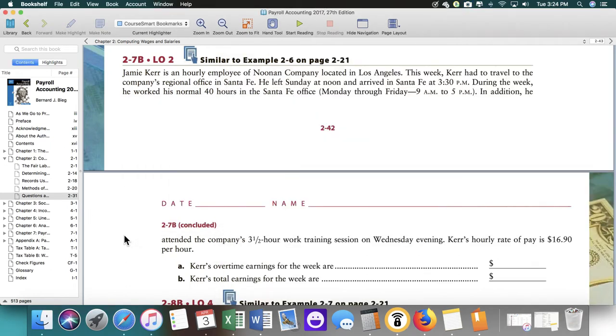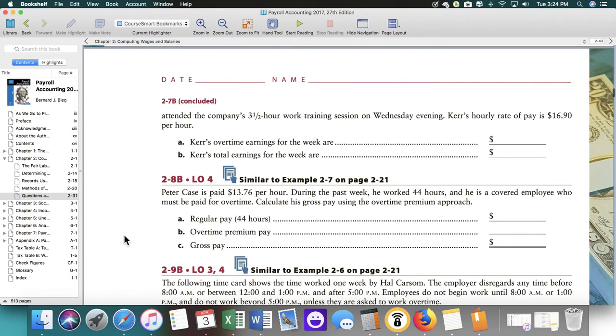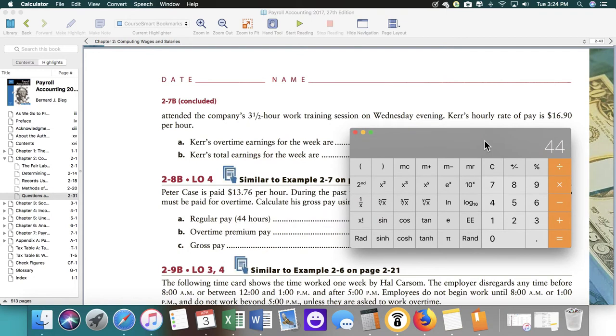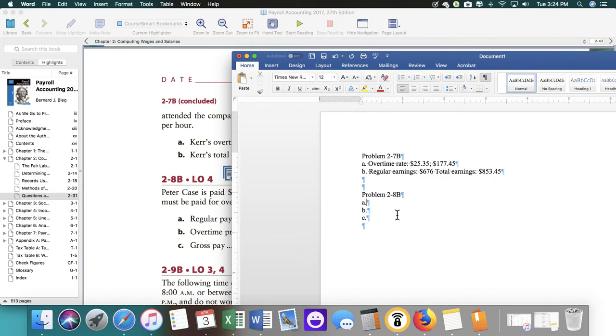Okay, so that is all we have to do for 2-7. For 2-8, we're asked to calculate using the overtime premium approach. And this is where it gets different. For the overtime premium approach, we're going to take the total hours worked and multiply it by the regular pay rate. So we're going to take the 44 hours he worked and multiply it by $13.76. That gives us $605.44.